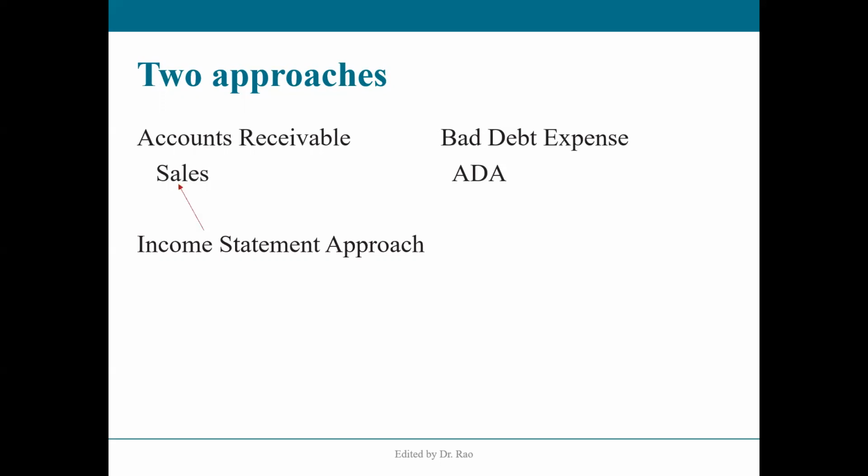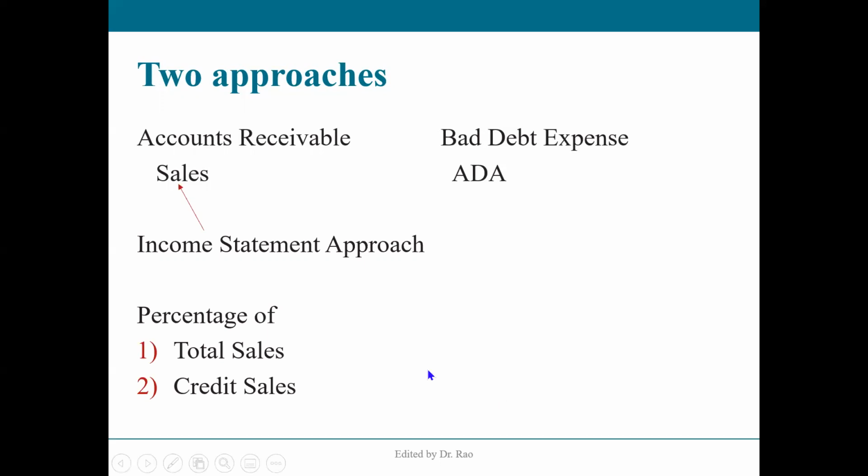In the income statement approach, I'm focusing on the sales number over here. And I say that a percentage of sales is going to go bad. That's how I do the calculation of bad debt expense. So I could do a percentage of total sales or a percentage of credit sales.